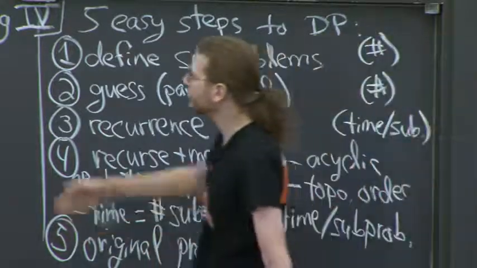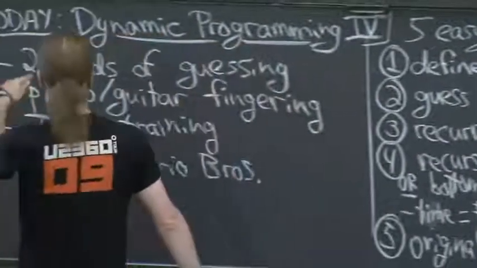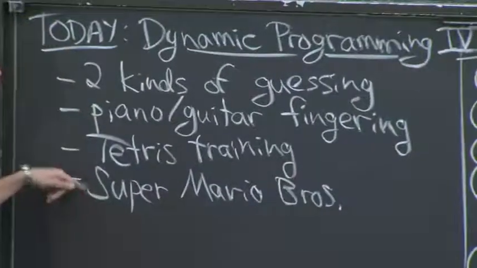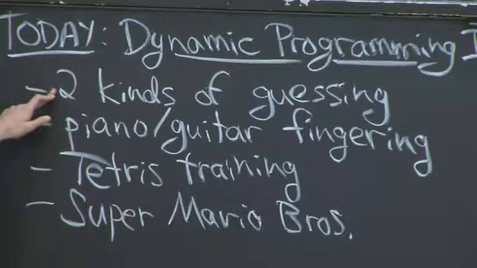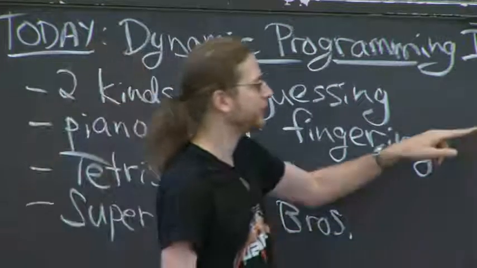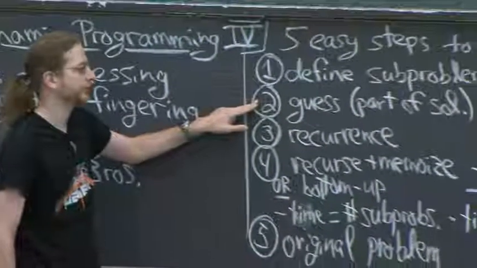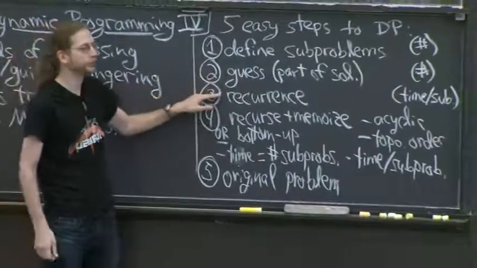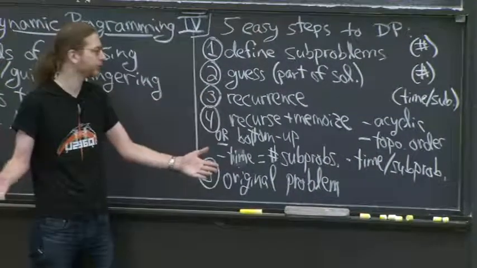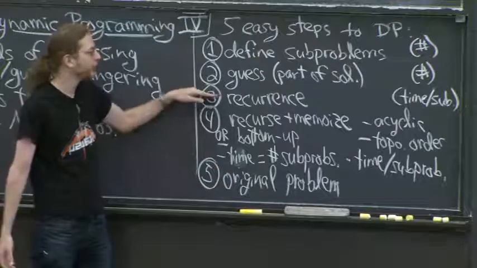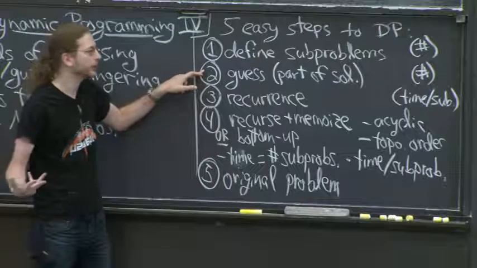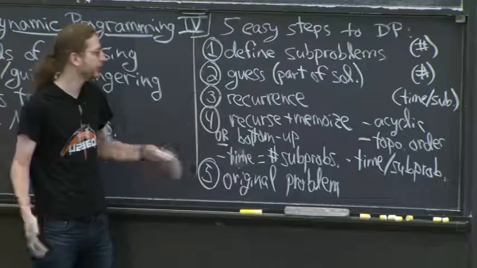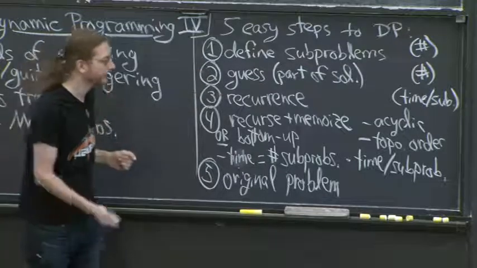And we have one new concept today that all of these examples will illustrate, which is a second kind of guessing. We've talked about guessing in step 2 here, which is sort of the obvious thing. In the recurrence, we usually take a min of a bunch of options or a max of a bunch of options. And those options correspond to a guessed feature. We don't know whether to go left or go right, so we try them both. That's guessing. But there's another way to guess.